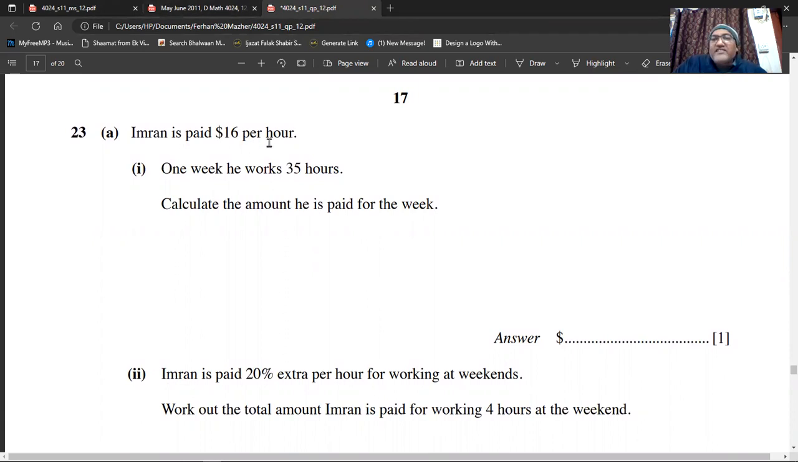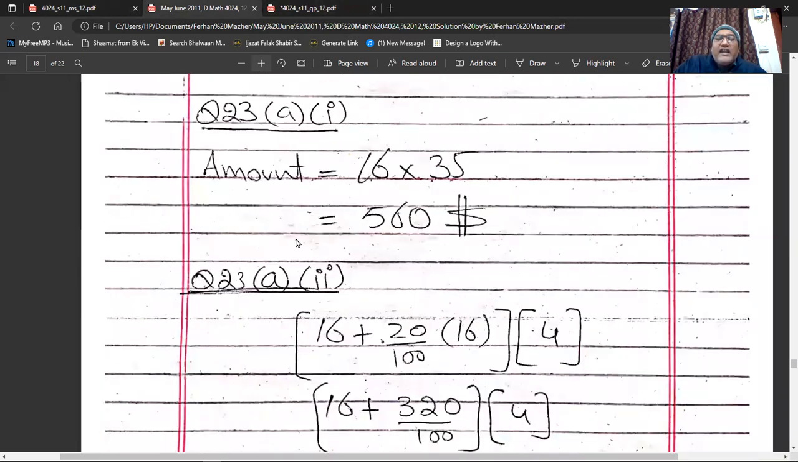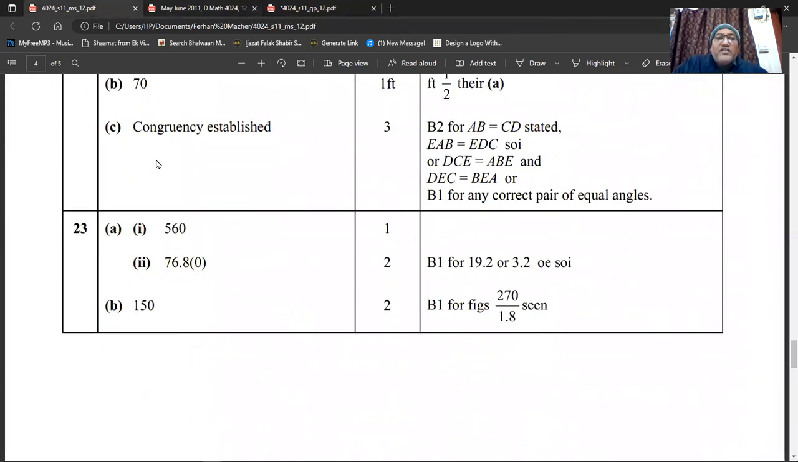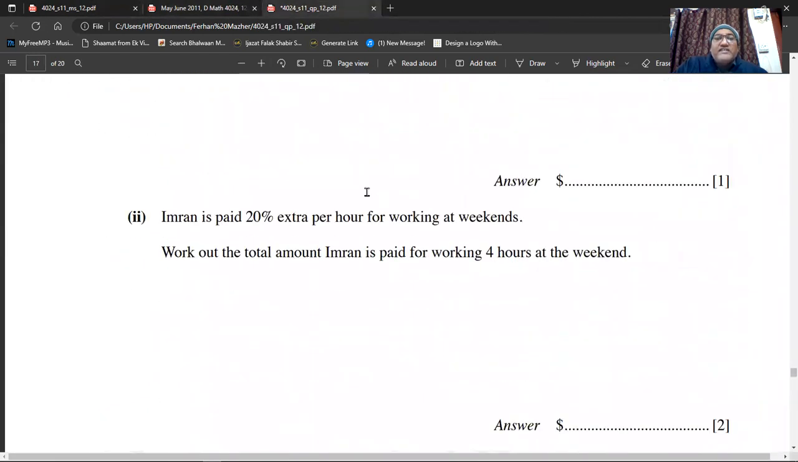So in 1 hour he gets $16. So for 35 hours, simply multiply 16 and 35, and you will get $560. Very simple, straightforward. You should know how to multiply two numbers. Okay, so $560 is the answer.